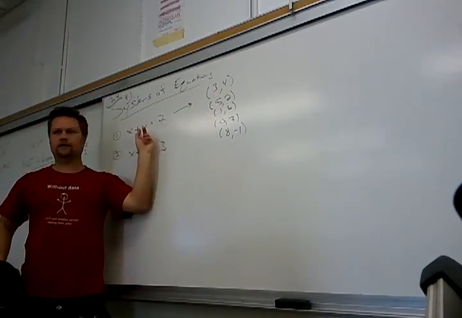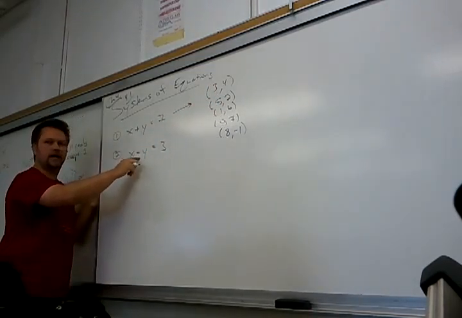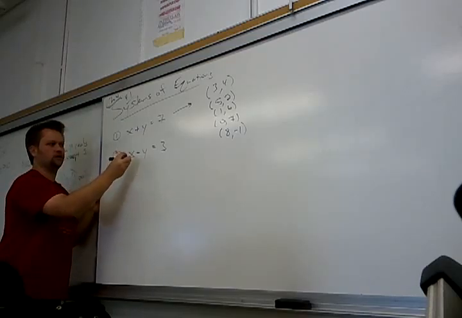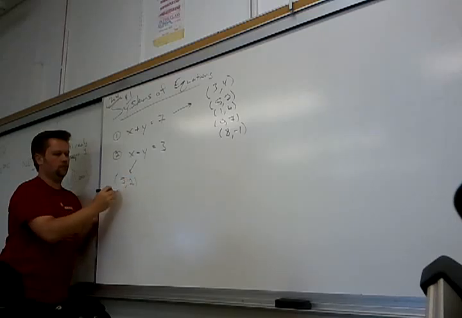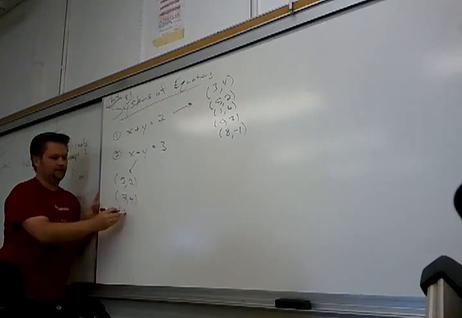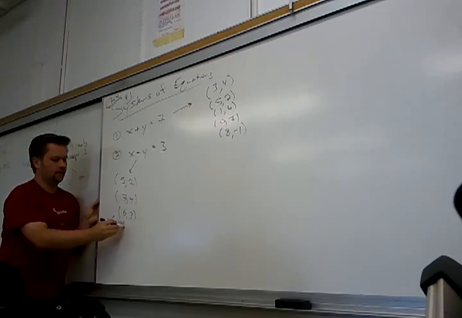So if I were to graph this line, it would go through all these points, right? If I were to graph this other line, somebody give me some answers for this. What are some answers? 5, minus 2. 4, minus 1. 5, 0. 7, minus 4. 6, minus 3. 1,006 and minus 1,003.